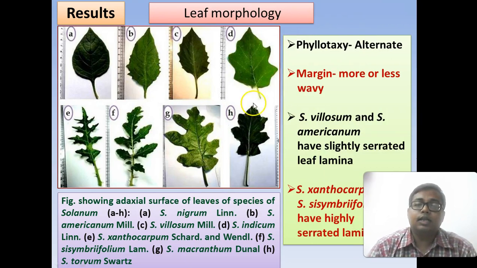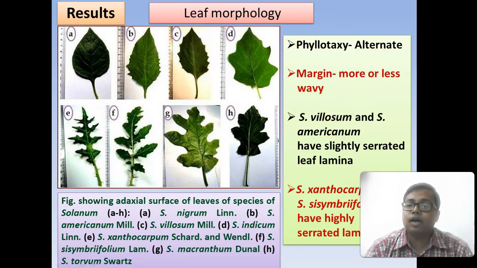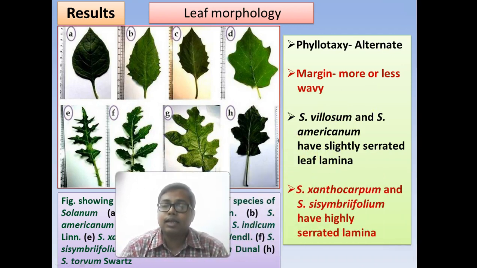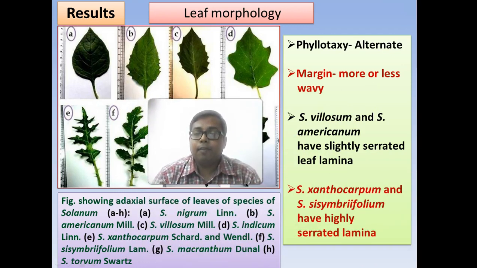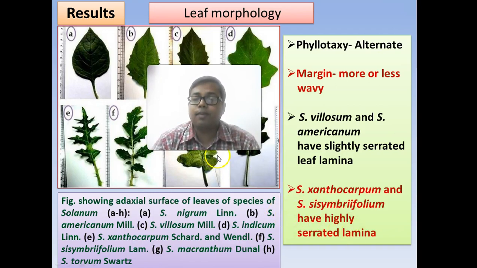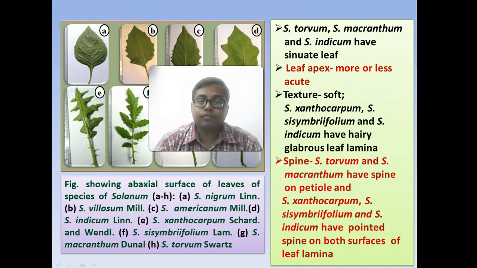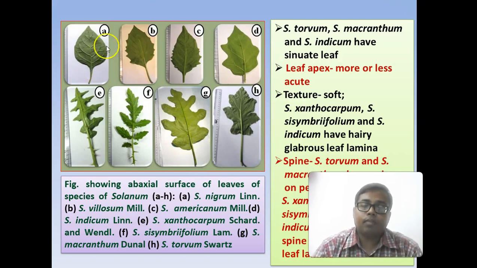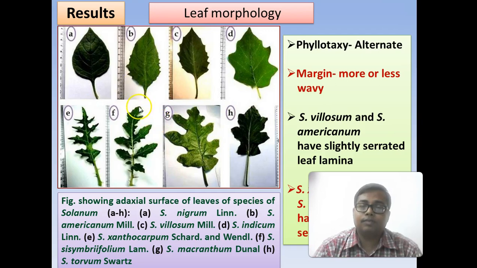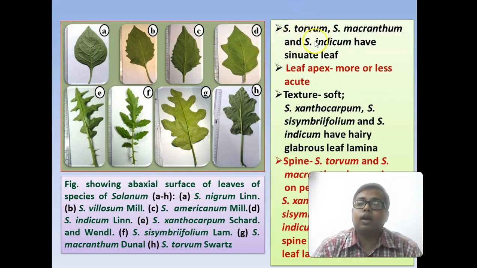Now these are the results. These are the leaves of my studied plant species. So there are 8 different types of leaves, and their phyllotaxy is alternate. Their margins are more or less wavy. Solanum viloosum and Solanum americanum have slightly serrated leaf lamina, but Solanum xanthocarpum and sisymbriifolium have highly serrated leaf lamina. These are the adaxial leaf surfaces, and these are the abaxial leaf surfaces. Okay. The Solanum torvum, macranthum and indicum have sinuate leaf, and leaf apex is more or less acute.